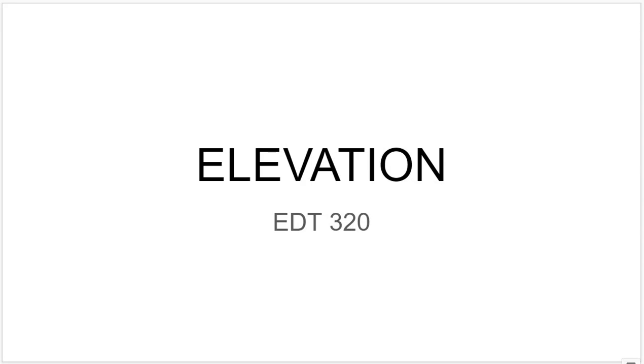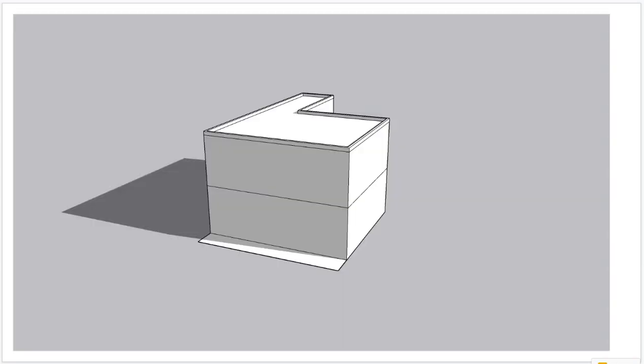Hello. The purpose of this video is to explain what should be going through your head as you are doing your floor plan, which is you have to think of your elevation. So the elevation of the building is basically how it looks from the outside. So when you are doing your floor plan, you should be thinking of the shape of the building.